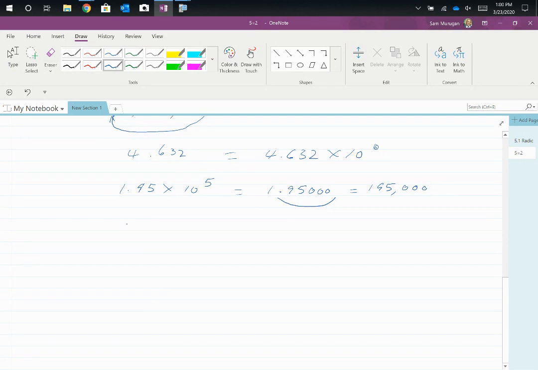Or if I wanted to express 1.86 times 10 to the power negative 4 as a standard number, I would start with 1.86, and I would need to move backwards 4 places. So move the decimal point backwards 4 places, so this is 0.000186.